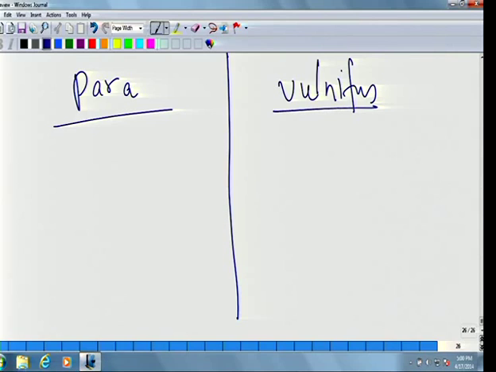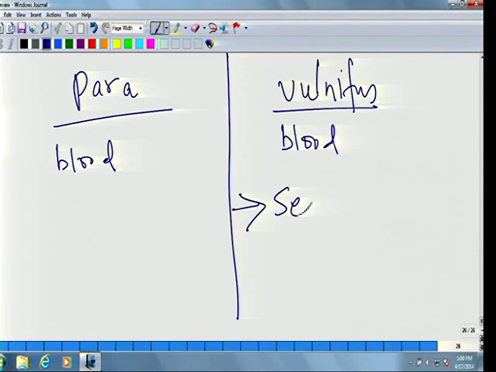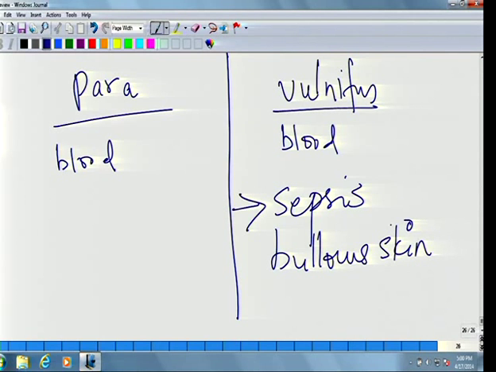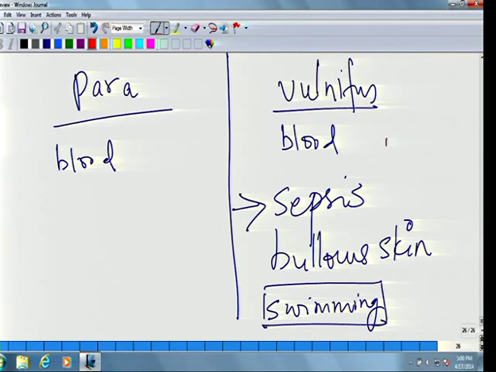Okay. So in Vibrio parahaemolyticus and Vibrio vulnificus, both of them are gram-negative, same characteristics. The only difference is this usually causes diarrhea with blood. This also can cause blood and diarrhea, but it also gives rise to severe sepsis with bullous skin lesions. So you can get vulnificus infection even when swimming. It's common among divers.